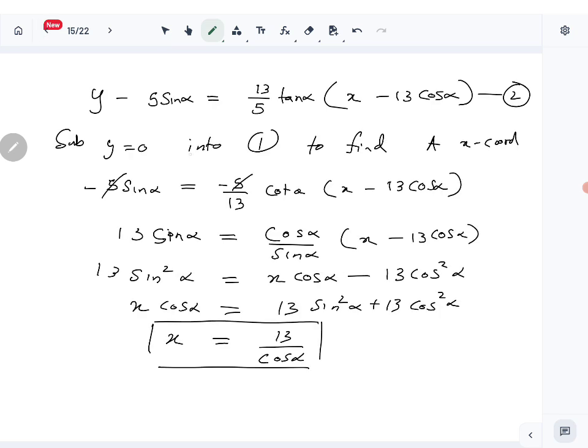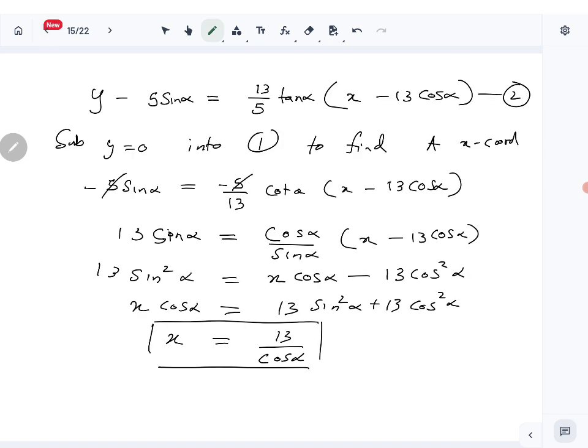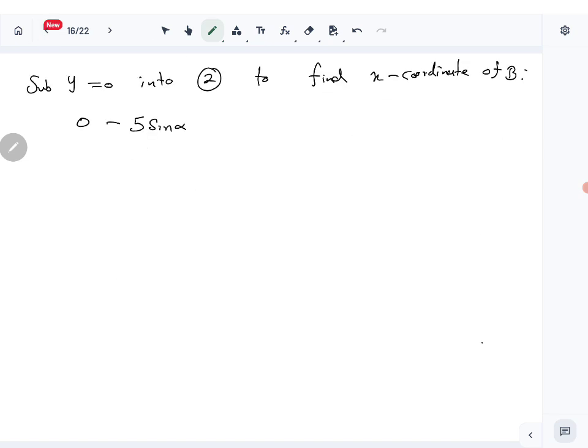So for that, you have to substitute y equals 0 into the second equation. B is the x-intercept of the normal. Substitute y equals 0 into equation 2 to find the x coordinate of B. So 0 minus 5 sin alpha equals 13 over 5 tan alpha, let me write it as sin alpha over cos alpha, times x minus 13 cos alpha.